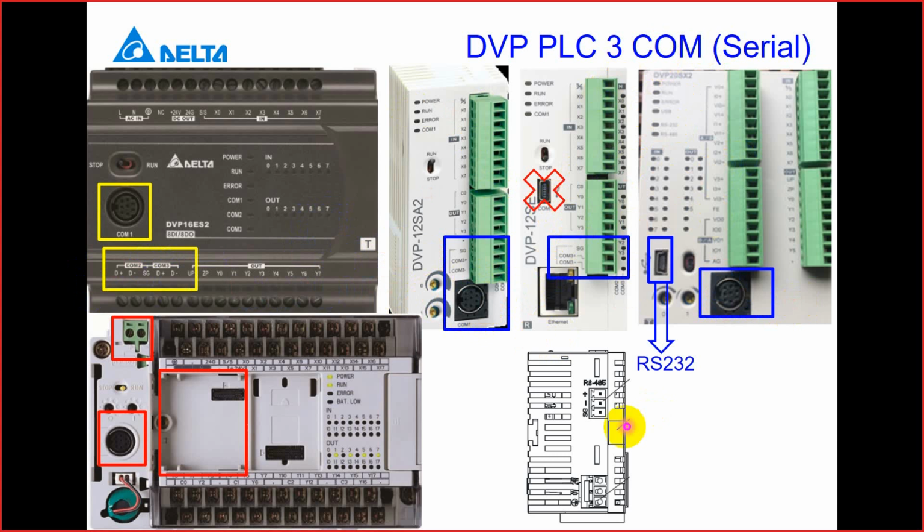And for slim type PLC, you will find the serial port or COM2 on the bottom side. Okay, so this is based on RS-485. And for 12SA2 and XS2, for SA2 and the SE, we also have the COM3 on the bottom. So this final 2 pins represent the RS-485 plus and minus.